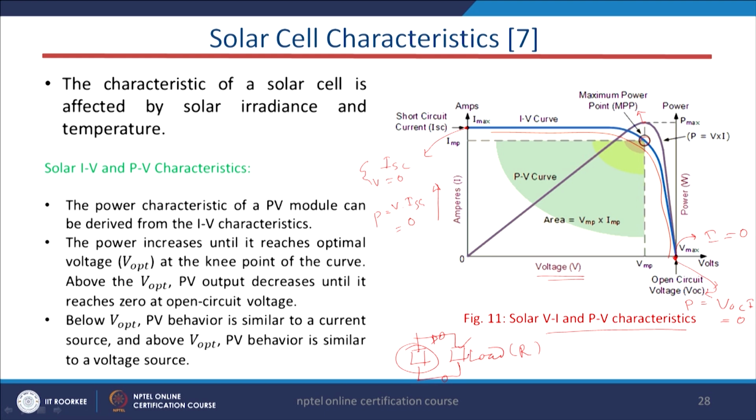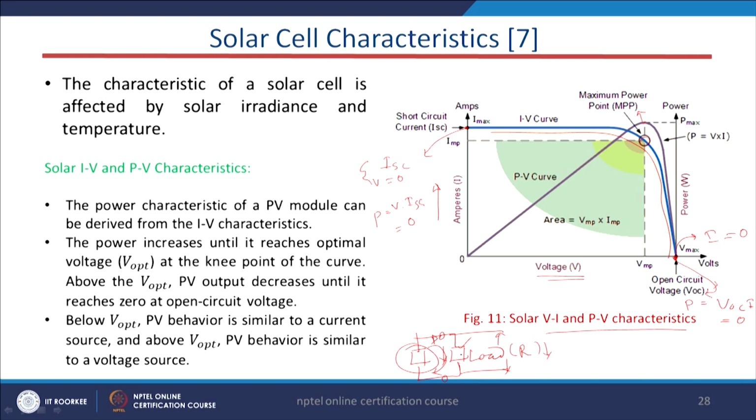And further, I will just reduce the resistance of the load. What will happen? Slowly, when this resistance value is reduced, the current will try to flow through this circuit, and when the current flows, there will be some drop across this load.